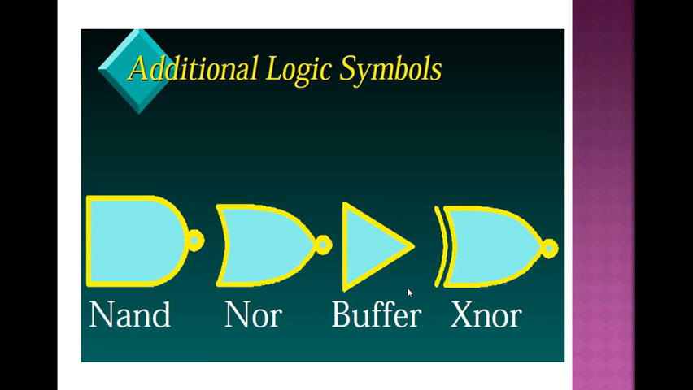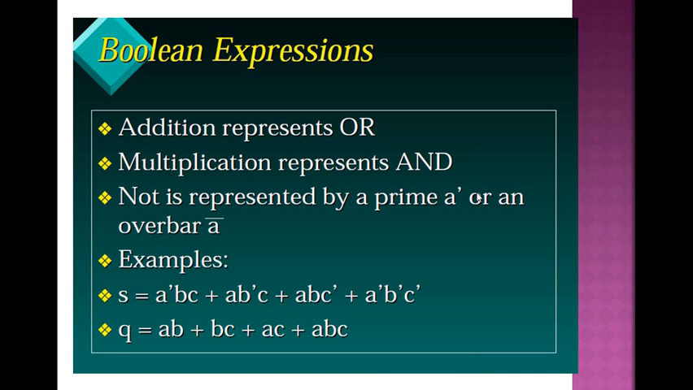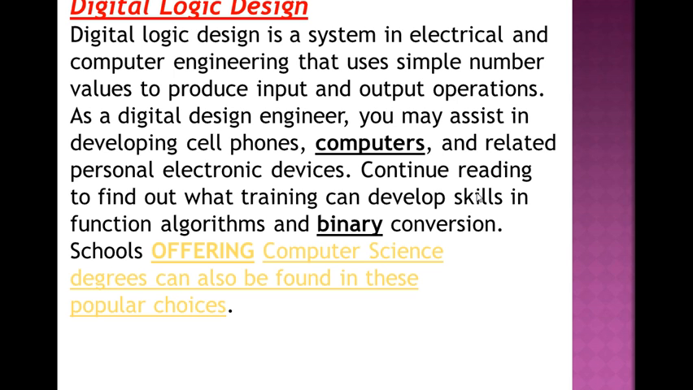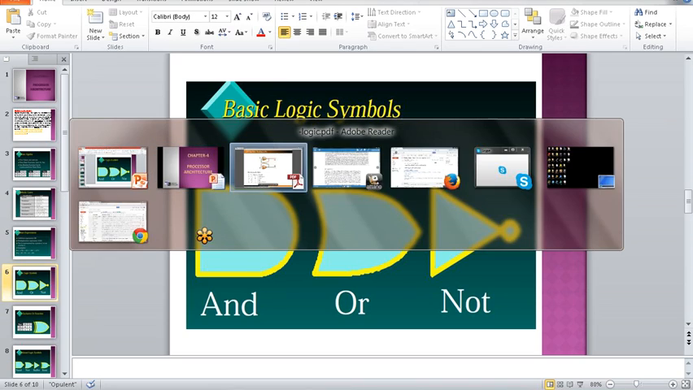Then there is a buffer, and there is the XNOR operation, which means first finding the XOR operation and then inverting it. These are some basics. Now let's see in your book.